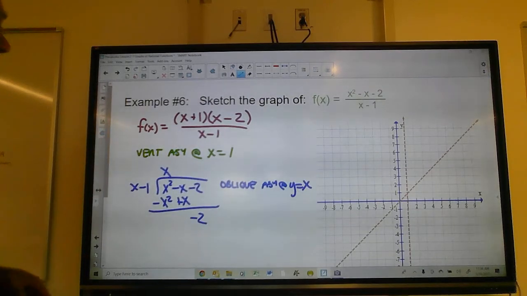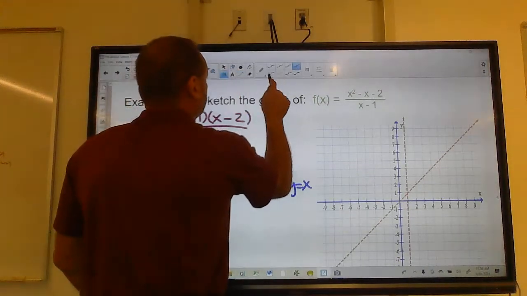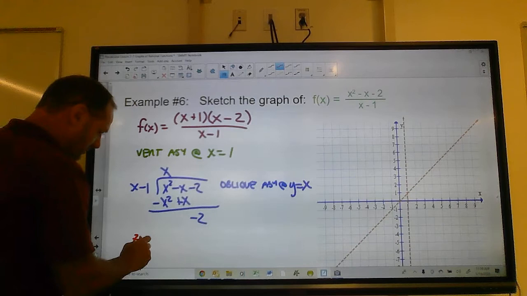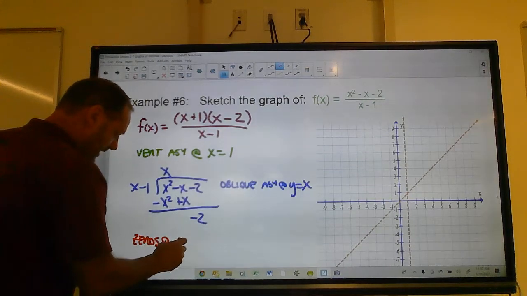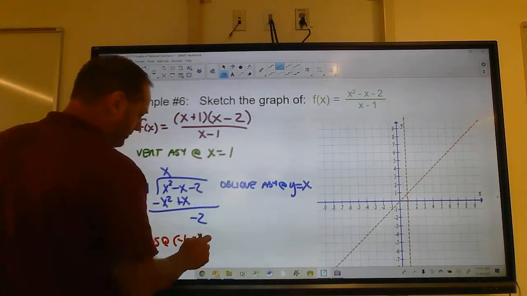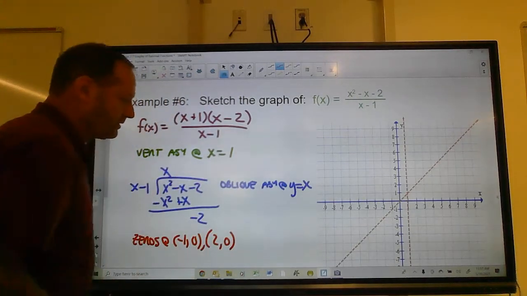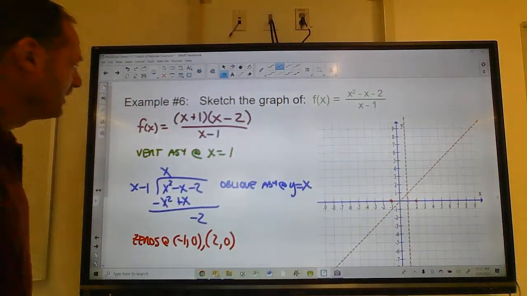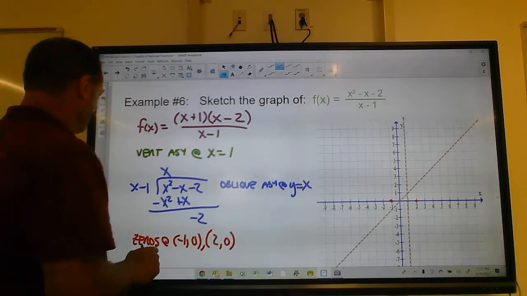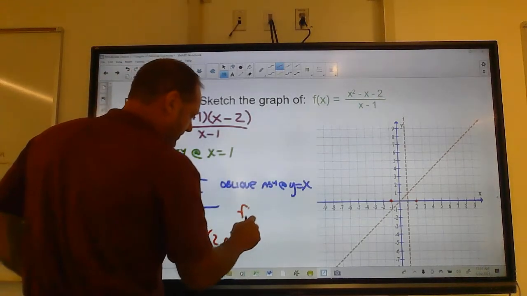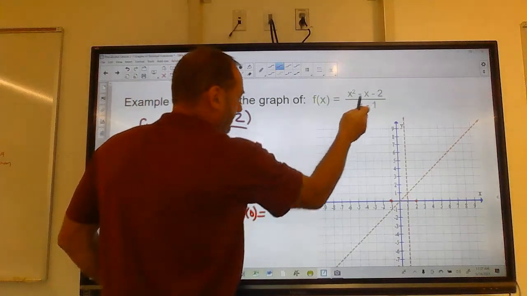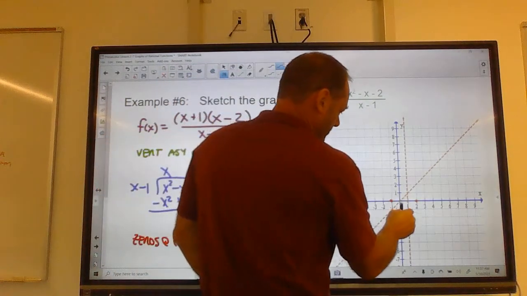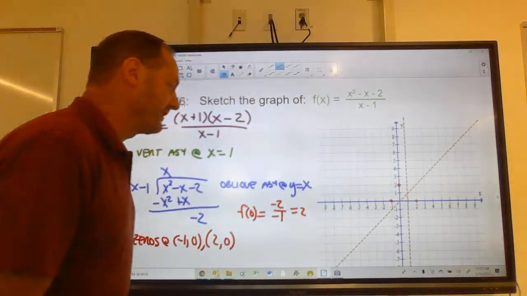Okay, is this thing going to have any zeros? Well, yeah, it's going to have some zeros. So it's going to have a 0 at negative 1. So zeros at negative 1, 0, and another one at 2, 0. Negative 1, 0 is right here, 2, 0 is right here. Is it going to have a y-intercept? Yes. If I find f of 0, that's going to be 0 minus 2 over 0 minus 1. That's 2. So I can put that point on the graph. And now I know exactly what this graph's going to look like.